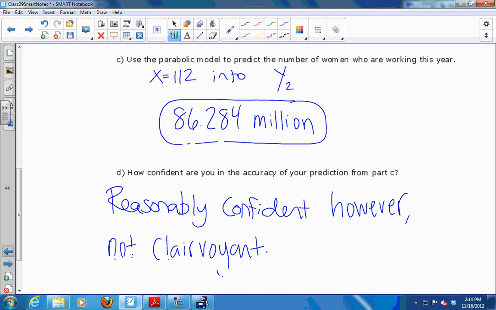I was going to say another strong variable would be how many women occupy multiple positions. Might be like double jobs. Yeah, that's true. That's true.